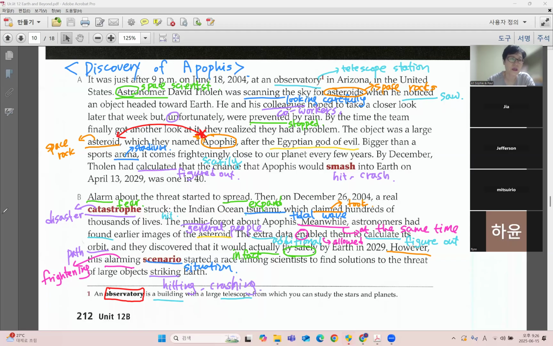Earth. Okay. So what is this paragraph about? First one is the discovery of Apophis, and now this is a kind of alarm. It means like a fear. Okay, public alarm and science. What is race here? What is a race? This one is a competition.